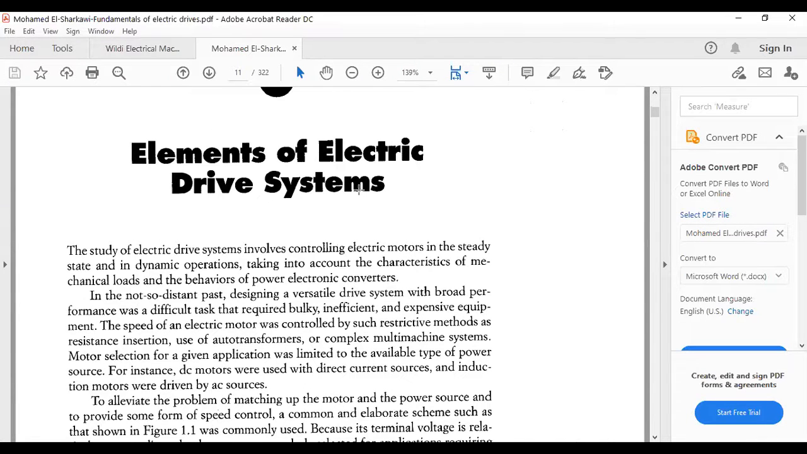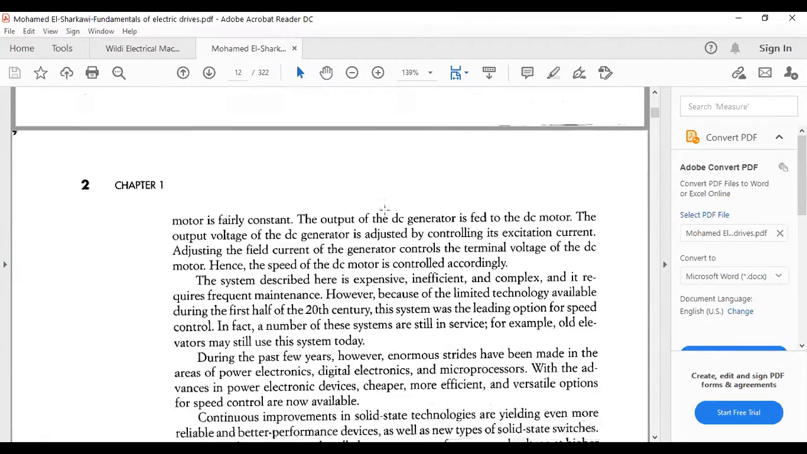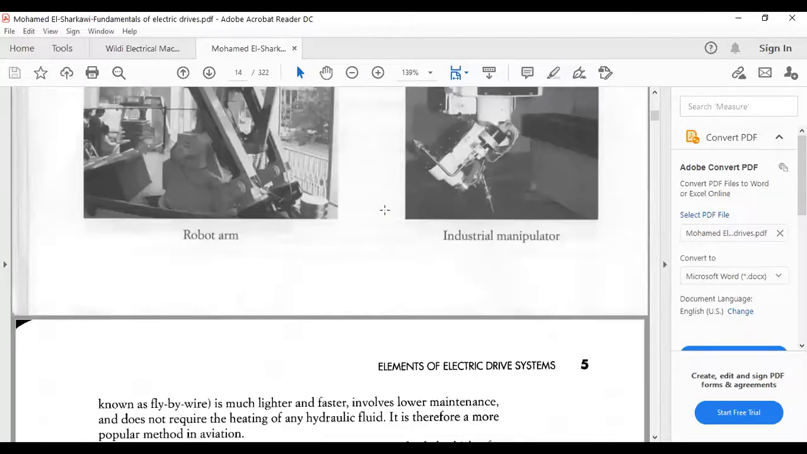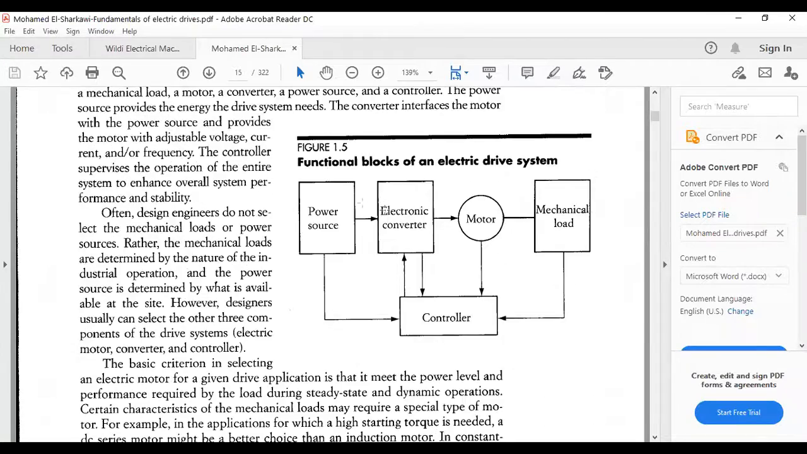All right. So you need to understand the elements of a drive system, an electric drive system. And there's a block diagram here that will give you that overview of what a drive system would look like. So you have a power source, you have some means of converting that power, voltage, frequency, etc., to something that the machine, the motor can handle, and the motor will be supplying some kind of mechanical load.